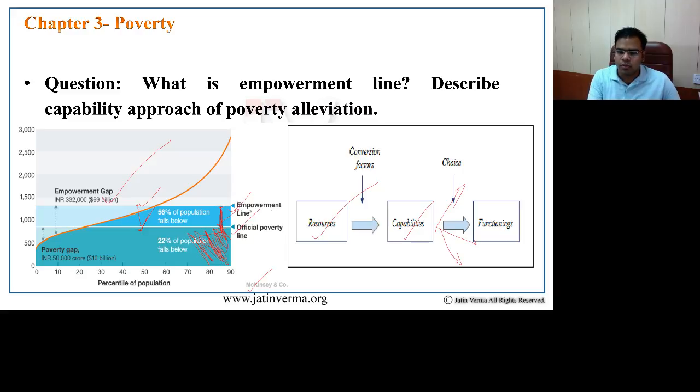So basically it works from two different ends. If there is a person here, then from the government end he or she should be provided with more resources: health, education, better internet connectivity, better housing, better land resources. And then the choices should be improved.